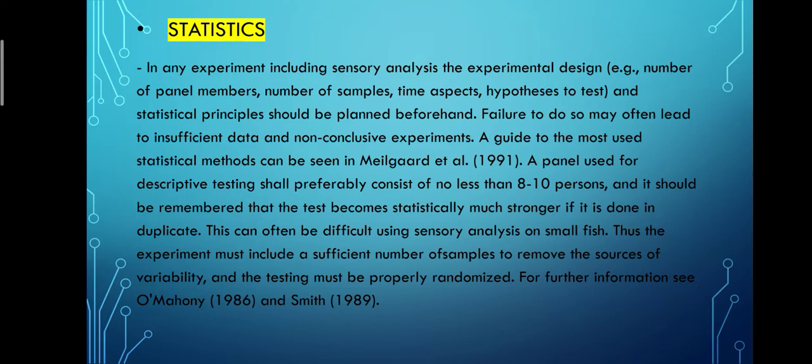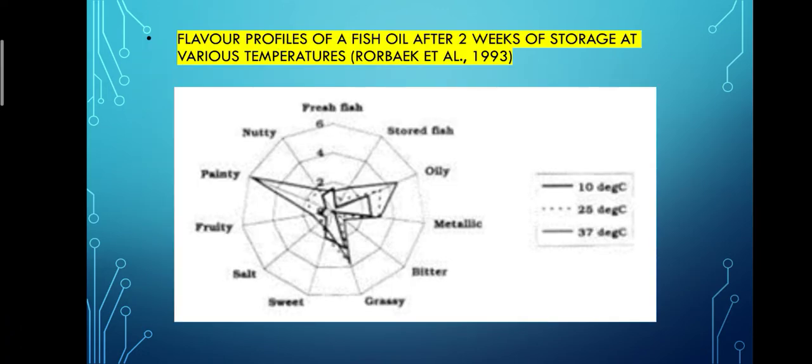A panel used for descriptive testing shall preferably consist of no less than 8 to 10 persons, and it should be remembered that the test becomes statistically much stronger if it is done in duplicate. This can often be difficult using sensory analysis on small fish. Thus, the experiment must include a sufficient number of samples to remove the sources of variability, and the testing must be properly randomized. For further information, we have flavor profiles. This is the flavor profile of a fish oil after 2 weeks of storage at various temperatures according to Rohrbeck 1993 and others.